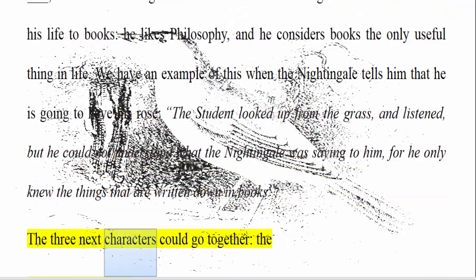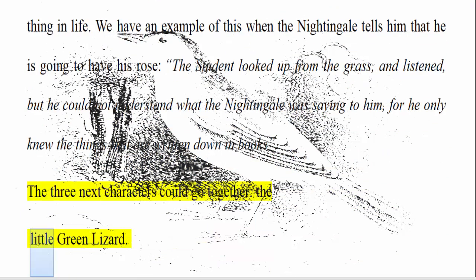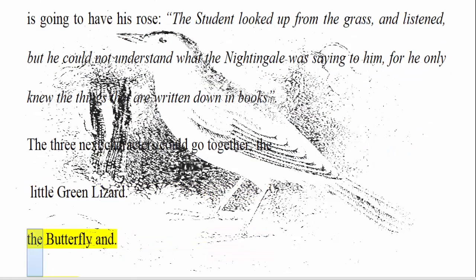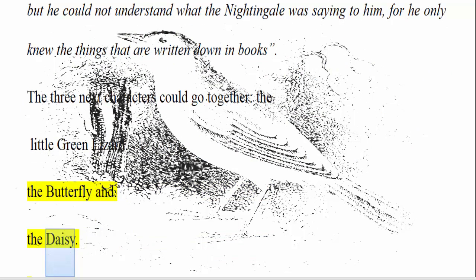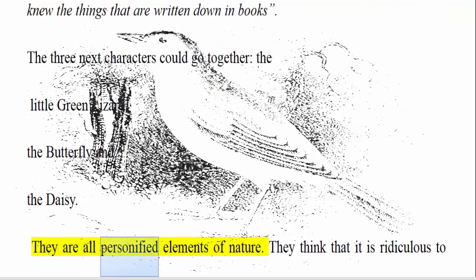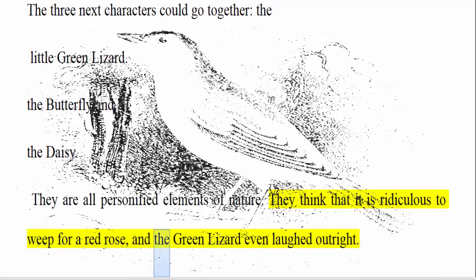The next three characters could go together: the little green lizard, the butterfly and the daisy. They are all personified elements of nature. They think that it is ridiculous to weep for a red rose, and the green lizard even laughed outright.